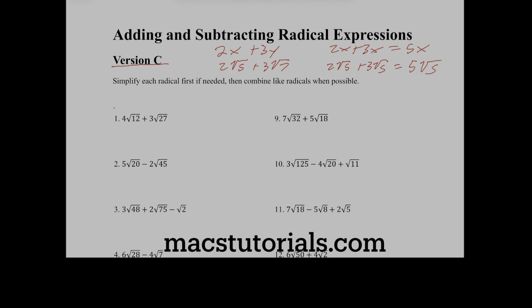So now I look at number 1, I go, well, 12 and 27 don't combine. Hey, so I'm done. I don't have to do anything. Well, no, sorry. It doesn't work that way. Okay, the first thing you have to do is you have to simplify these.